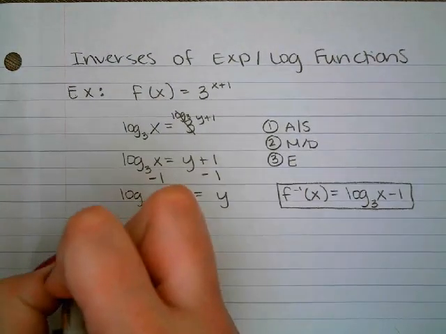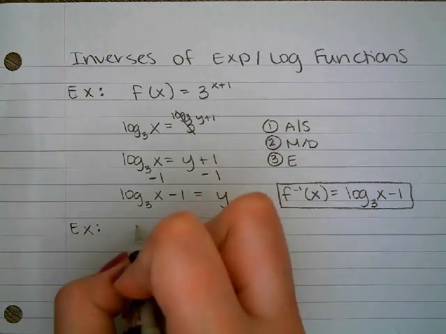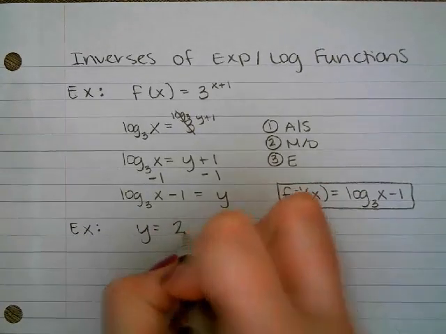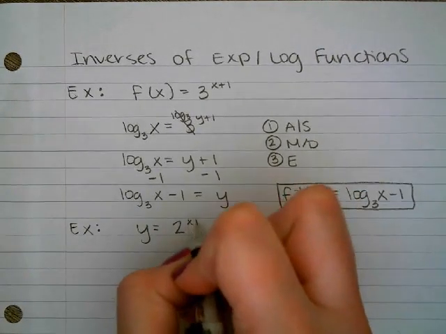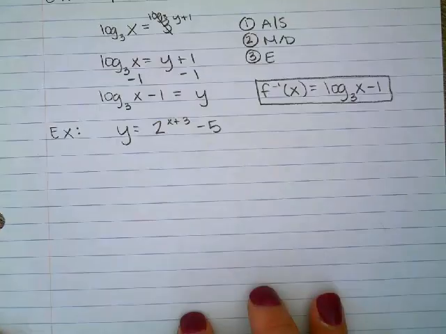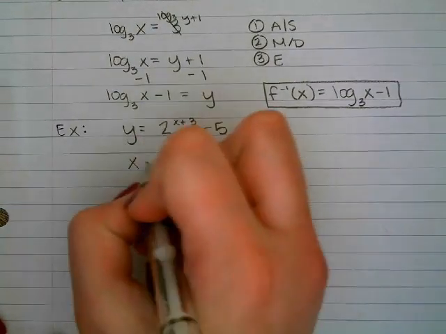All right, next example. Here I'm going to have y equals 2 to the x plus 3 minus 5. Again, the first step is to trade the x and y.